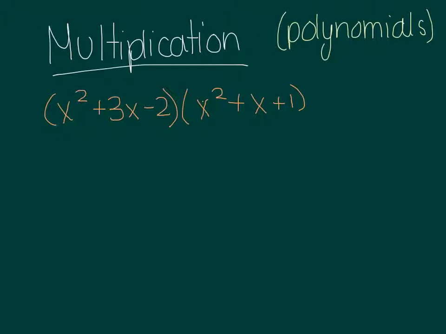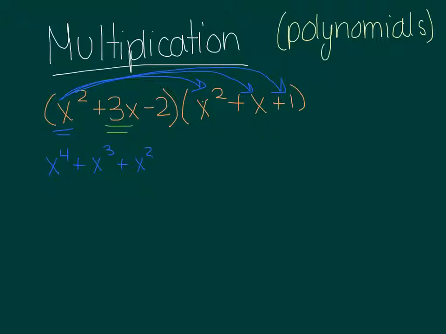What I'm going to do is I'm going to start with the first term of the first polynomial. And then I'm going to multiply that by each of the terms in the second polynomial. So I'll do x squared times x squared, so that's x to the fourth. x squared times x, x to the third, x squared times 1, plus x squared. So now I'm done with that first term.